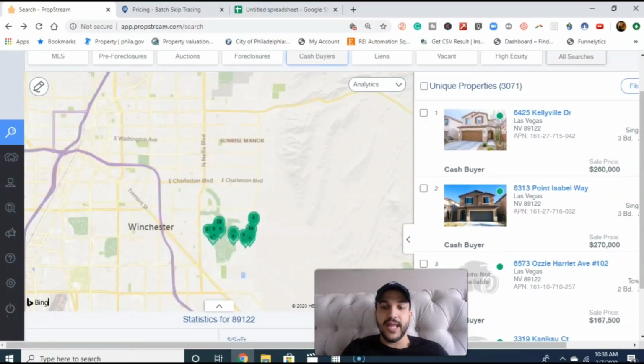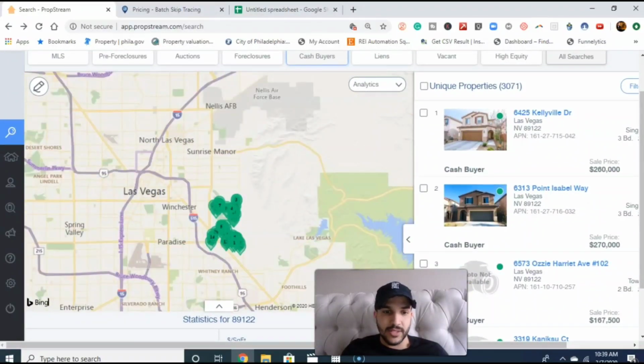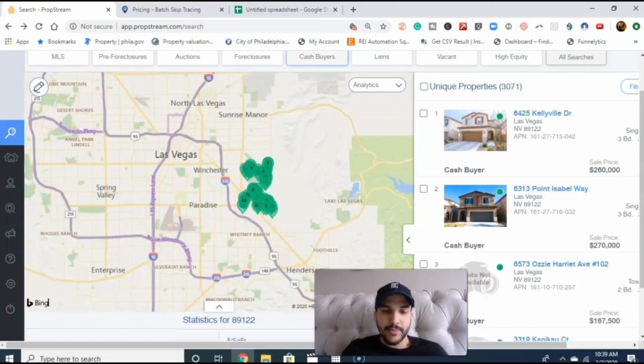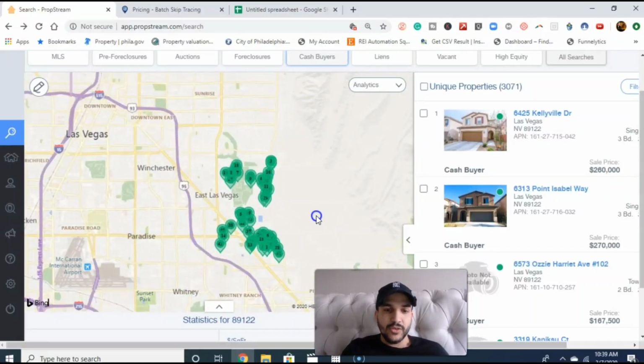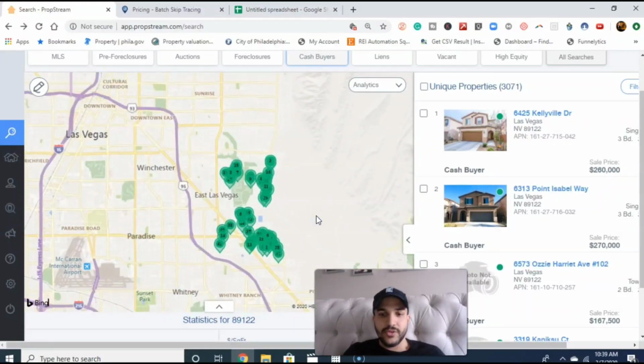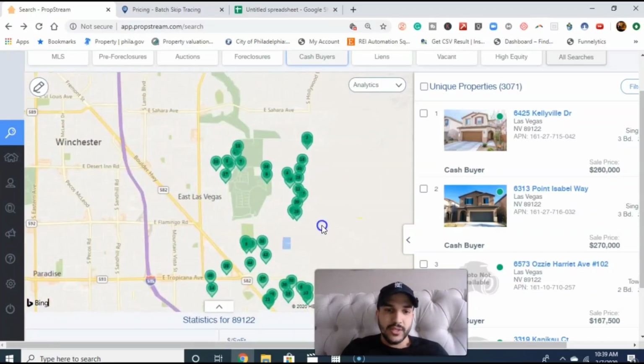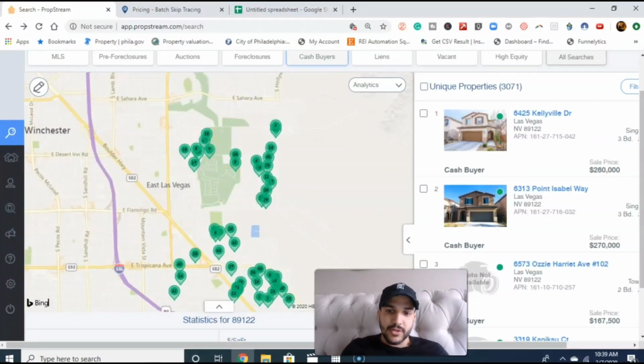the easiest part, finding that cash buyer, because buyers are a dime a dozen right now, so you don't really need to worry about that. But if you did, this is one way that you can do it. There are other ways you can do it, but this is just a way you can do it using this particular platform.